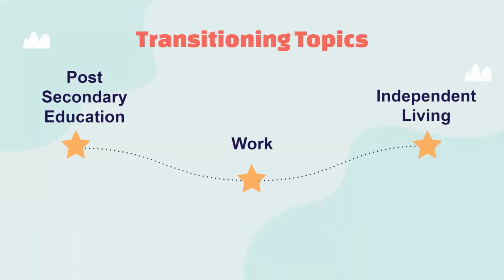So as Salma had just reviewed, the SEED article had identified 3 areas of transition that were difficult for adolescents with ASD, and those areas of transitioning were post-secondary education, work, and independent living. We each chose a subject of transition that we had the most exposure to and interest in.